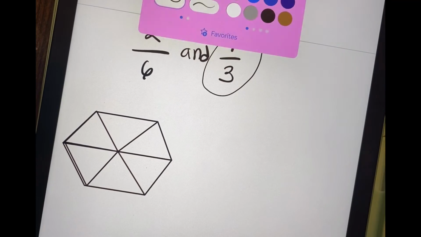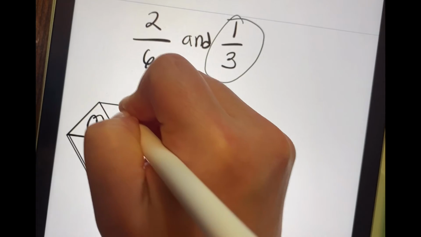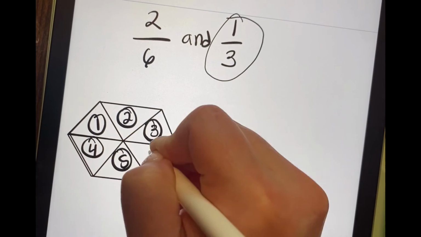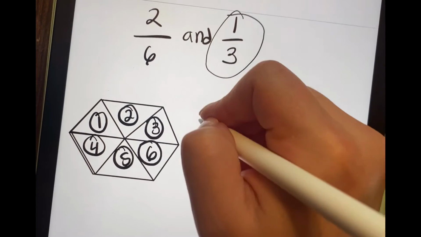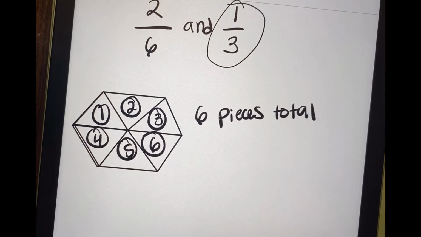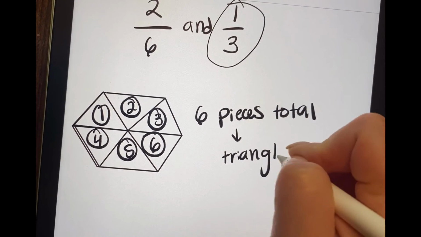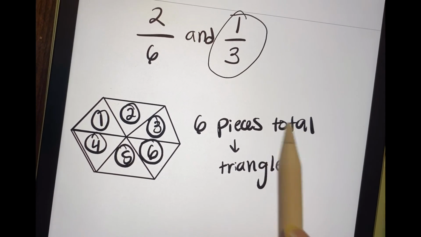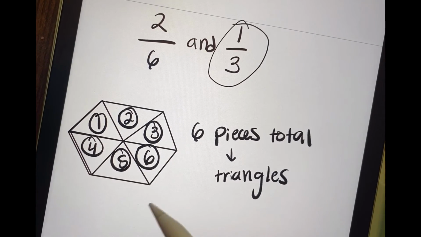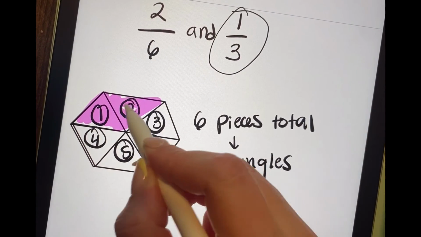All right, in order to find 1/3, it's going to be a little complicated just using this hexagon and our 6 triangles. But here I am labeling our 6 triangles to make it a little bit easier to define our 2/6. And there are 6 pieces total, or 6 triangles. So we know that 2 out of 6, or 2/6 of the triangles, we're going to color in to just give us more of an idea of what we're working with. So I chose the numbers 1 and 2 to color.